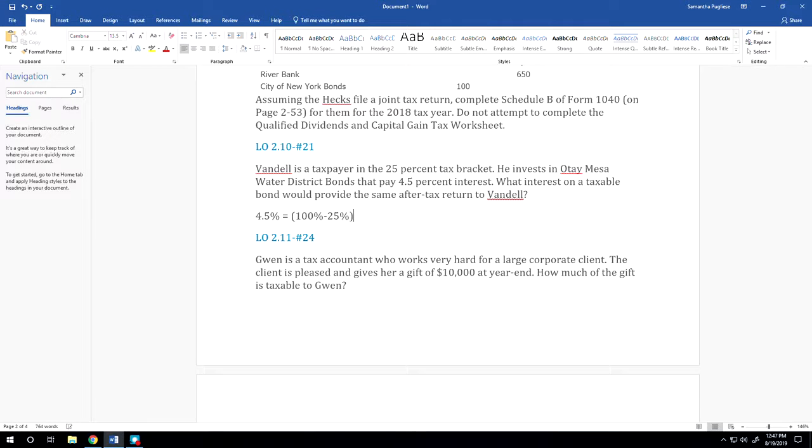25%. And why is it minus 25%? Because Vandel is in the 25% tax bracket. So he pays 25% on his taxable income. Okay, and what does that give us? That gives us 6%.